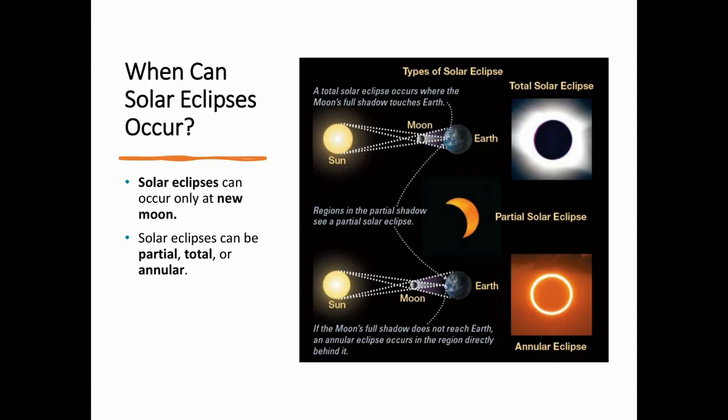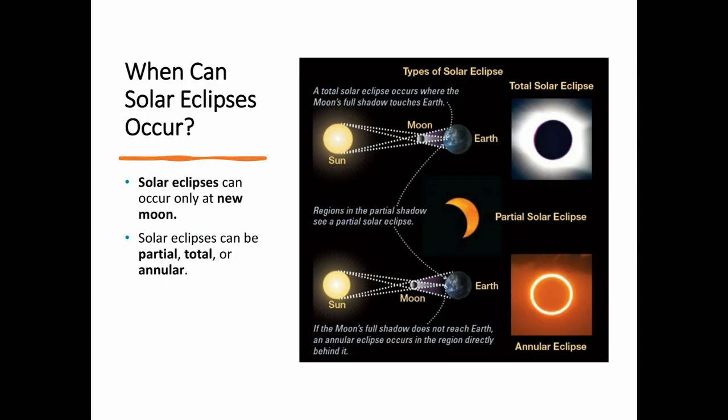So these are the diagrams for the solar eclipses. So solar eclipses can only happen at new moon. So lunar eclipses happen at full moon, solar eclipses happen at new moon. And solar eclipses can be partial, total, or annular.